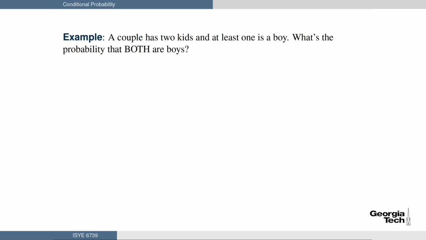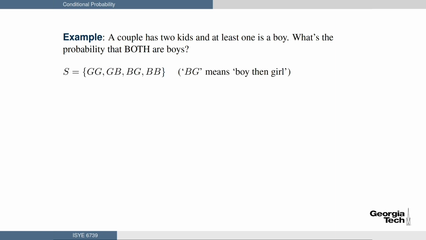Here's a great example. A couple has 2 kids and at least one is a boy. What's the probability that both are boys? Now, before I go any further, let me just say I did this problem, I don't know, maybe in 10th or 11th grade when I was on the math team, believe it or not, and I got it wrong. I guessed it was 1/2. And let's see why I was wrong. We'll do the problem correctly now.